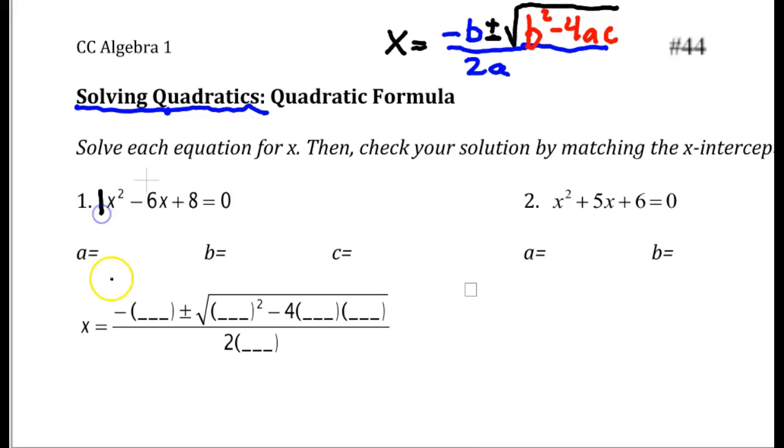So let's do the A, B, and C. Let's just say A is 1, because there's a 1 there if there's no number. And B is always the number with the x, so this is going to be -6. And C is going to be 8. And I'm just going to practice plugging everything in the right place. Notice the use of parentheses. Very good idea to use parentheses when you're plugging something in, because you don't want to miss any double negatives or stuff like that. So we have two B's.